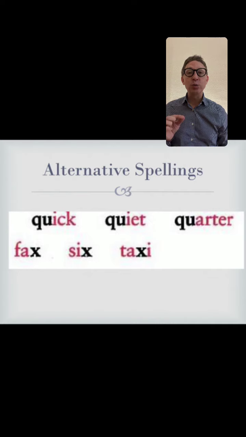Next we have the X, which sometimes sounds like a K. The beginning, like a KS, fax, fax, six, six, taxi, taxi. Interestingly, fax and facts, F-A-C-T-S, give me all the facts, are very similar in pronunciation, almost no difference. A quarter is 1/4 of something, 25%.